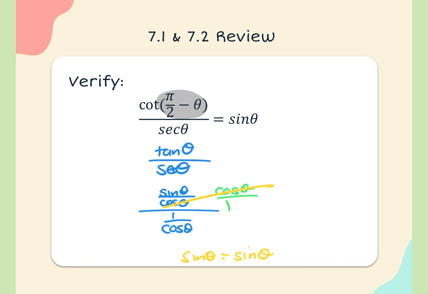You can also take the secant and move it to the top as its reciprocal function. So this could also come up as cosine, and then I would have changed tangent to sine over cosine, and then the cosines canceled out. So you could do it either way.